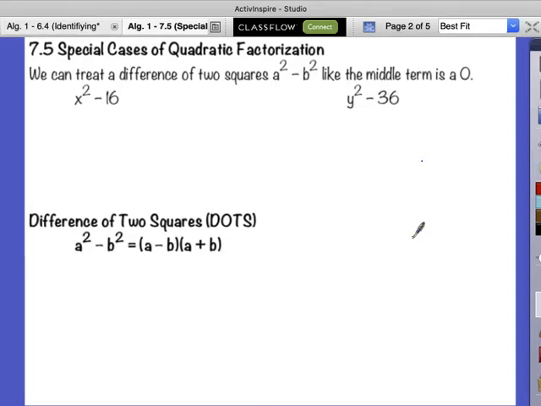A squared is a perfect square. B squared is a perfect square. Take the subtraction, the difference. Difference of two squares. Like the middle term is a 0. You remember that question on the homework a couple days ago, where what was the middle term here? And it was 0? Because this is really like x squared plus 0x minus 16, right? Go ahead and write that with me.